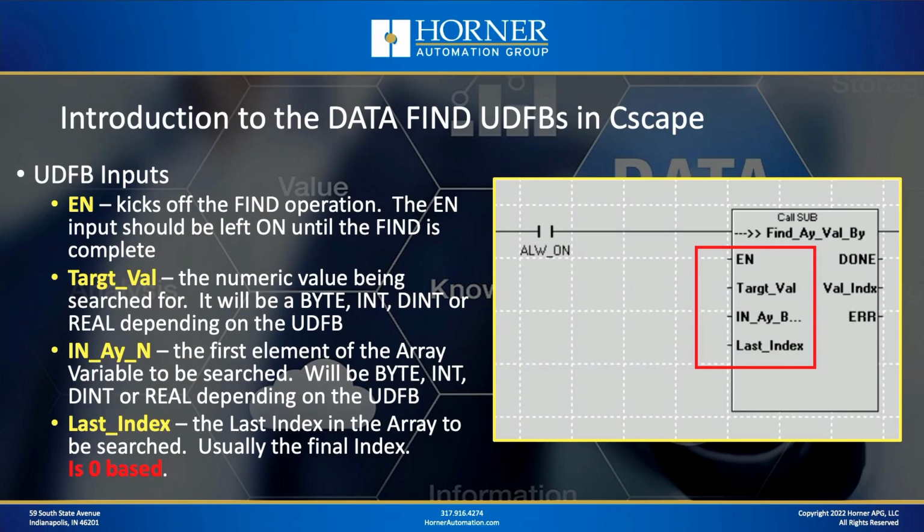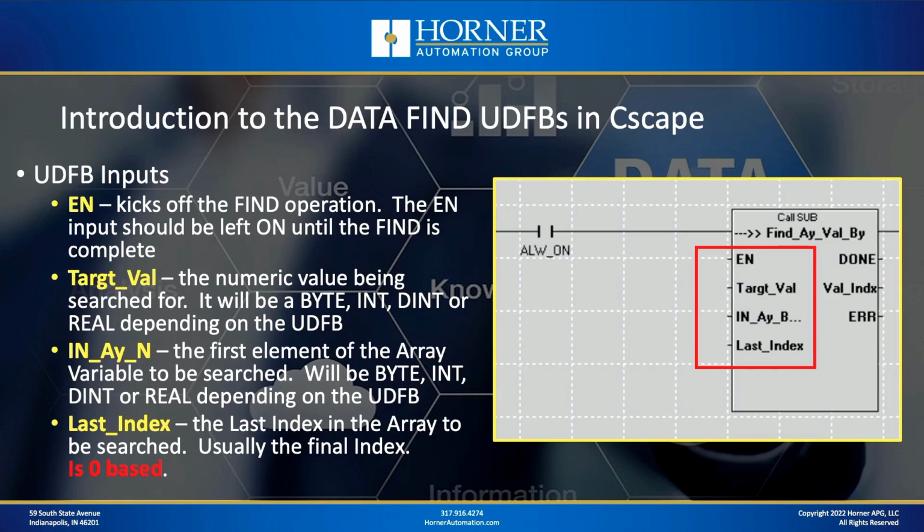And again, that array is either going to be in byte, integer, double integer, or real format, depending on which UDFB you're using. Now, the fourth input to the UDFB is the last index. When you enter the input array, you're going to type in the name of the variable array along with an index of 0. So that's for the third input, the input array.